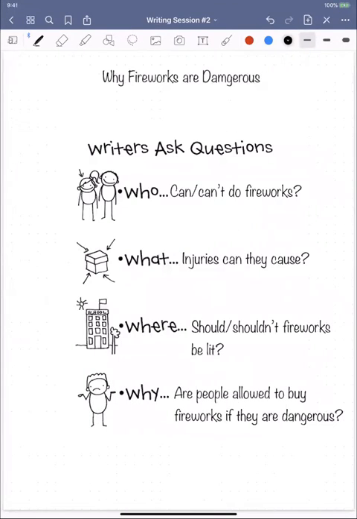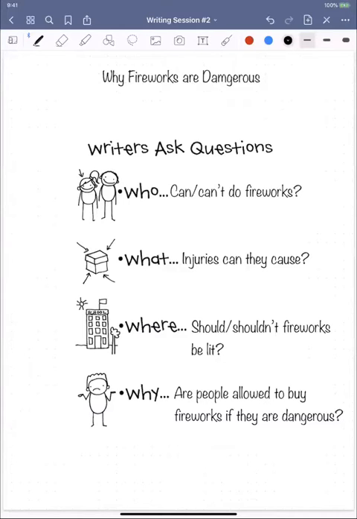My first one was who. Who can or can't do fireworks? Because not everybody can use them or shoot them off, and there's different laws in each state. So that's a good place to start. What injuries could they cause? That could be why they're dangerous, right? Where should or shouldn't fireworks be lit? And why are people allowed to buy fireworks if they're dangerous?